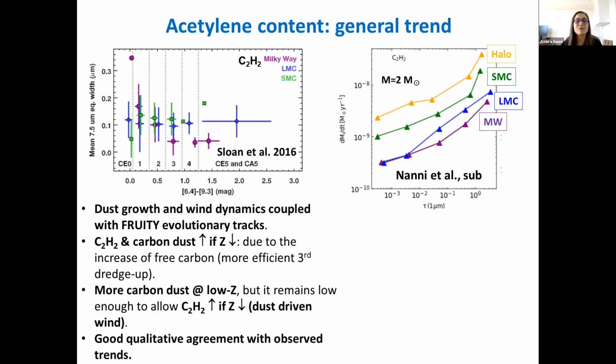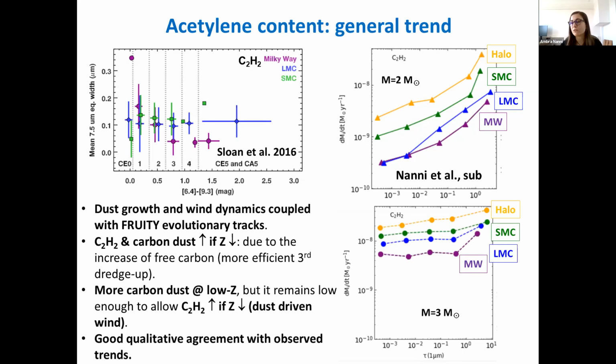However, the acetylene content increases because the amount of carbon dust remains low enough to allow us to see this trend, because at one point when you form carbon dust, you accelerate the wind and you cannot form dust anymore. So you cannot form carbon dust without any limit. You are limited by the fact that at one point the wind will be accelerated, the density drops, and you cannot form carbon grains anymore. And so we see this kind of trend.